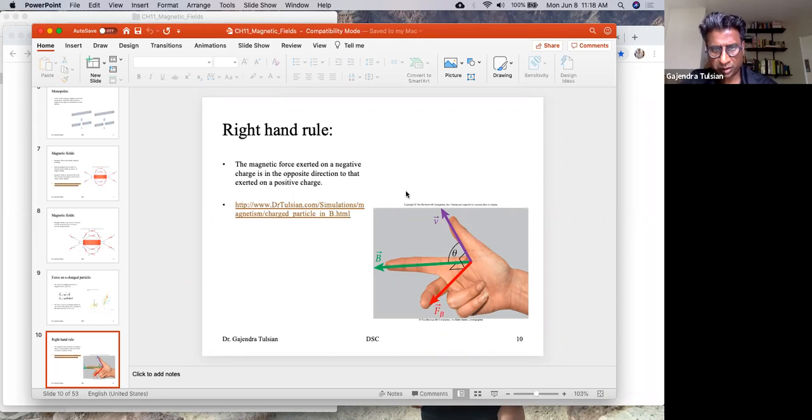Now, here's how you remember this, or you can use your right hand. Your thumb is the direction of the velocity, your forefinger is the direction of the magnetic field, and your middle finger points in the direction of the force. Okay, so here's one way to figure out the direction of the force. Again, the important thing to remember is the force is perpendicular to the plane containing V and B.